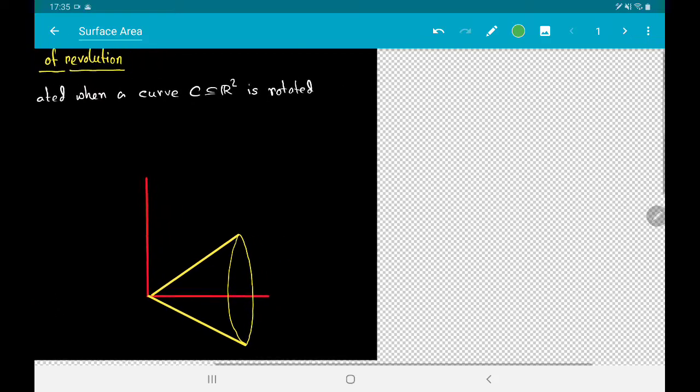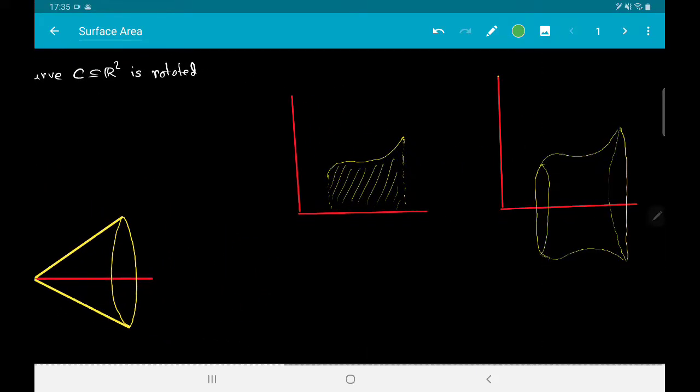So what is a surface of revolution? We have already talked about solids of revolution. What we did there was that we had taken, for example, the graph of an equation y equal to f(x), and we had revolved it around the x-axis. So this is a very particular case, and this gives me a solid which is of this form.